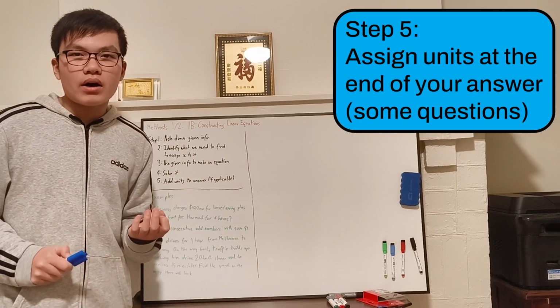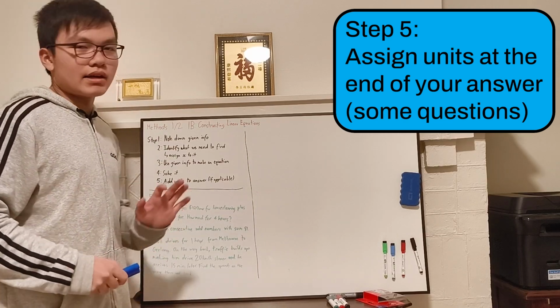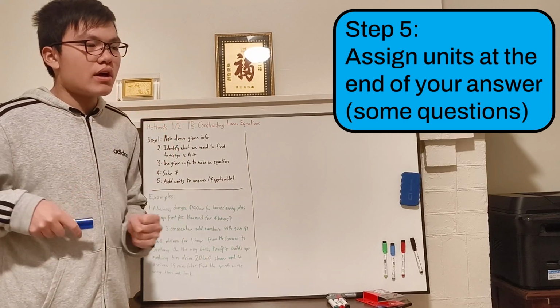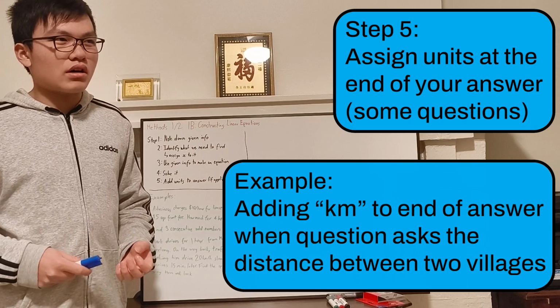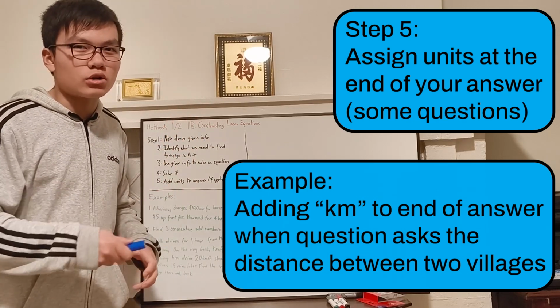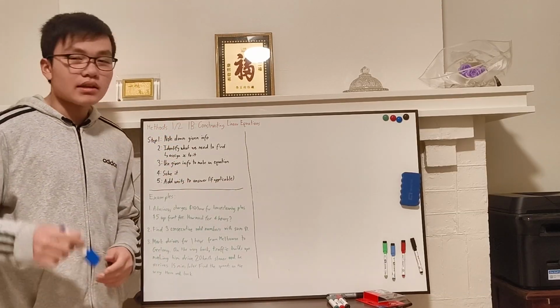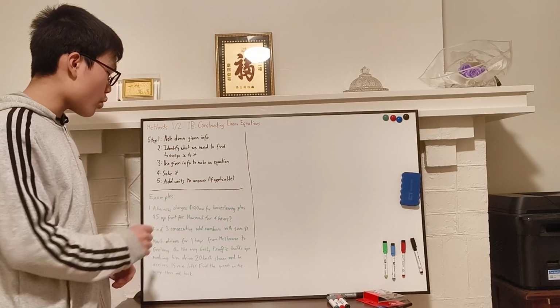But then step number 5, this only happens for some of the questions, but you have to add units to your answers. So for example, if a question is asking how far apart are two villages, then you have to put kilometers or something like that. That's an example. But yeah, let's get into some example questions.